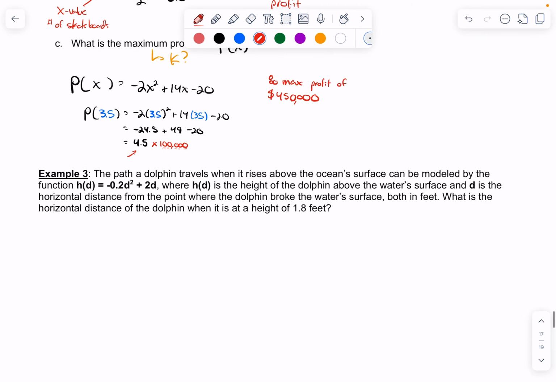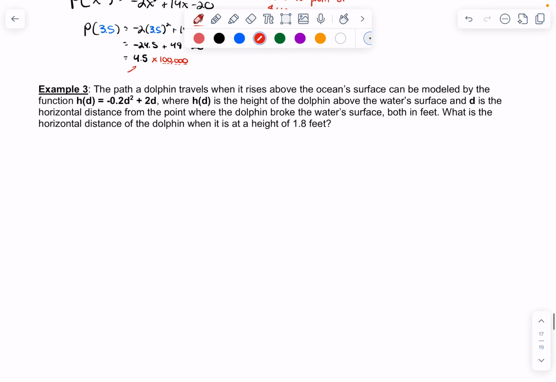Okay, last question, and then we're done. The path a dolphin travels when it rises above the ocean's surface can be modeled by the function h of d equals negative 0.2 d squared plus 2d, where h of d is the height of the dolphin above the water surface and d is the horizontal distance from the point where the dolphin broke the water surface, both in feet. What is the horizontal distance of the dolphin when it is at a height of 1.8 feet?